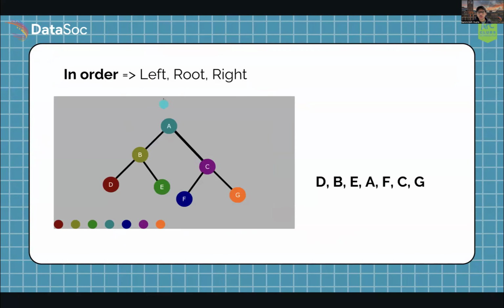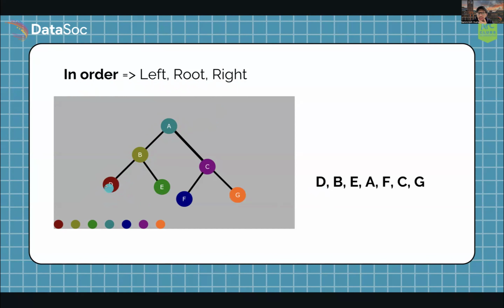Let's take this example and try to derive the in-order, pre-order, and post-order traversal for this binary search tree. Let's start with the in-order traversal. The rule says left, root, and right. Let's begin from the root node A. The rule says left. Can we go left? Yes, we can. We are at B. The rule says left. Yes, we can go to the left. So we've arrived at D. Can we go to the left here? No, we can't, and there's nothing to the right of it. That is why the first element will be D.